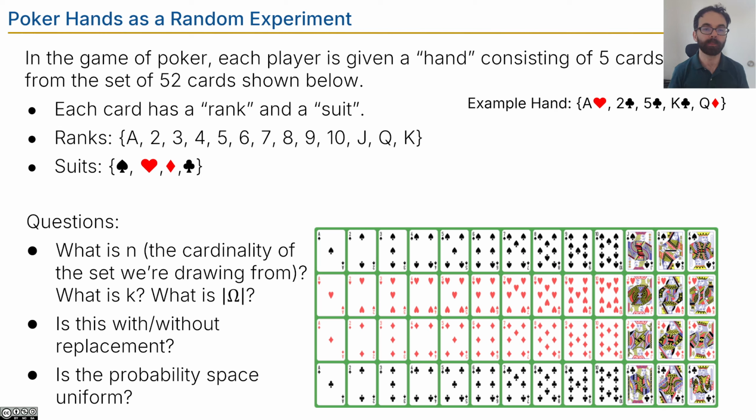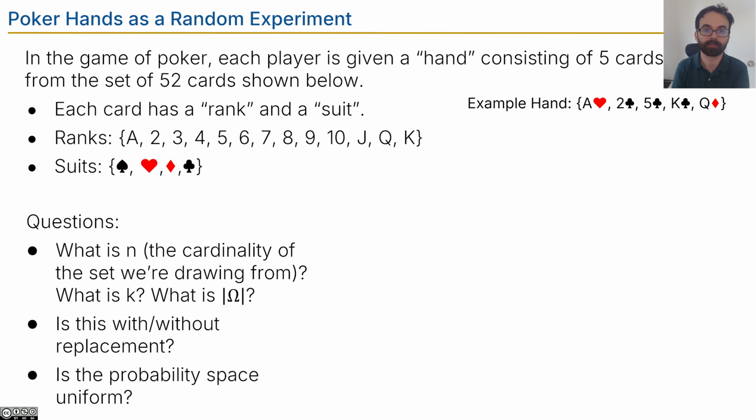So question for you. If we think of each hand as a random experiment, what is N? So what's the cardinality of the set we're drawing from? What is K? What is the size of our sample space? Is the drawing happening with or without replacement? And is the probability space uniform of collecting hands? So think about this. Again, I encourage you to try and do it on your own and then check your answers with what I'm about to say.